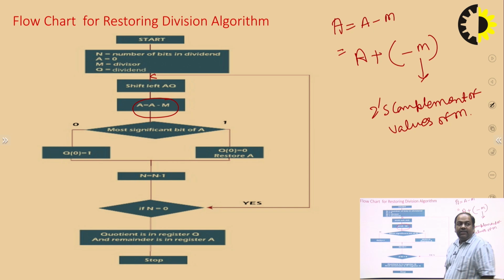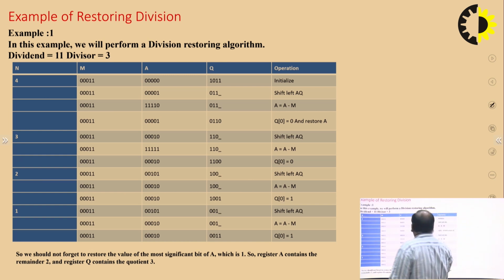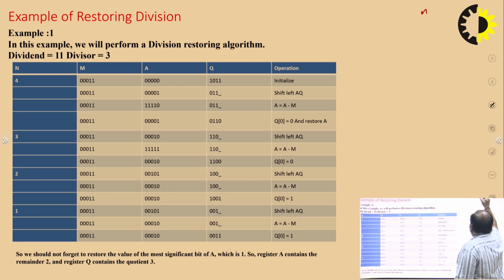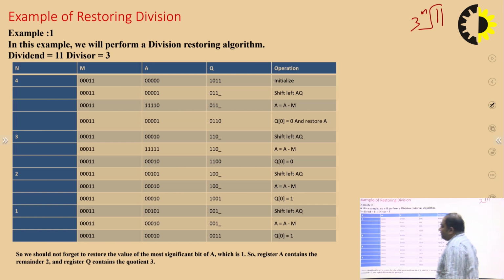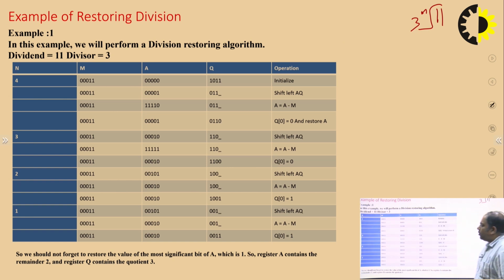In this presentation, I will show you around 2 or 3 examples. I will start with example 1, in which we are doing 11 divided by 3. So we are dividing 11 by 3. The value of M is equal to 00011, and Q is equal to 1011.